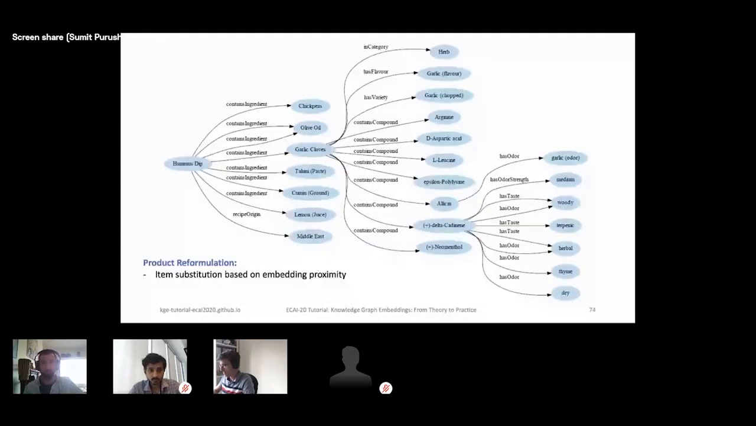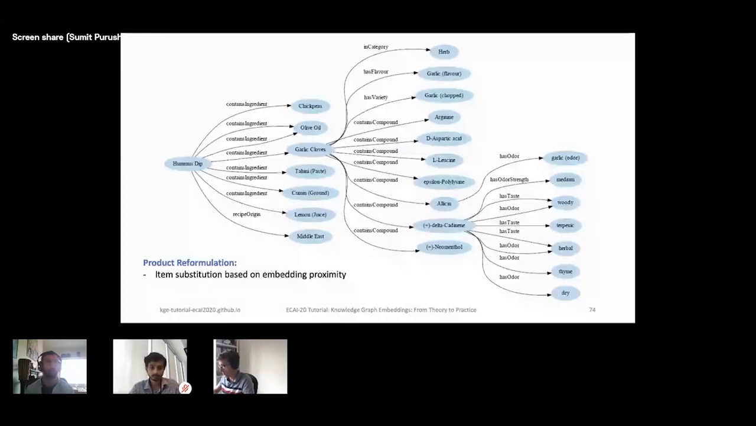Thank you. On this slide, I'm just showing a very, very stripped down set of facts from the full graph describing a recipe for hummus. So you can see the ingredients that are contained on the left, where hummus originates from.